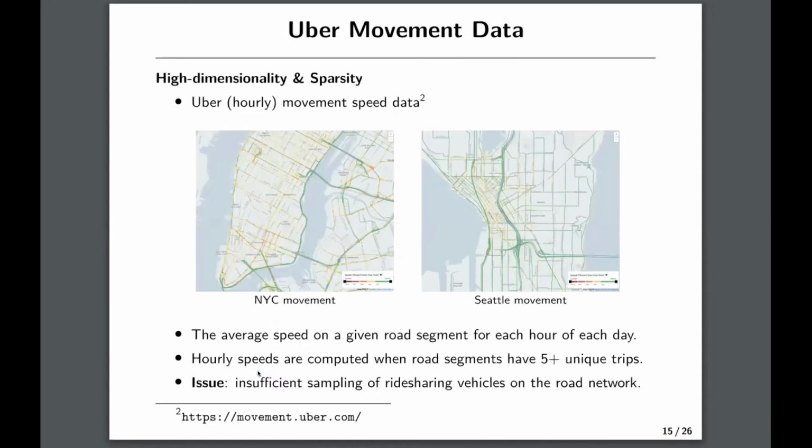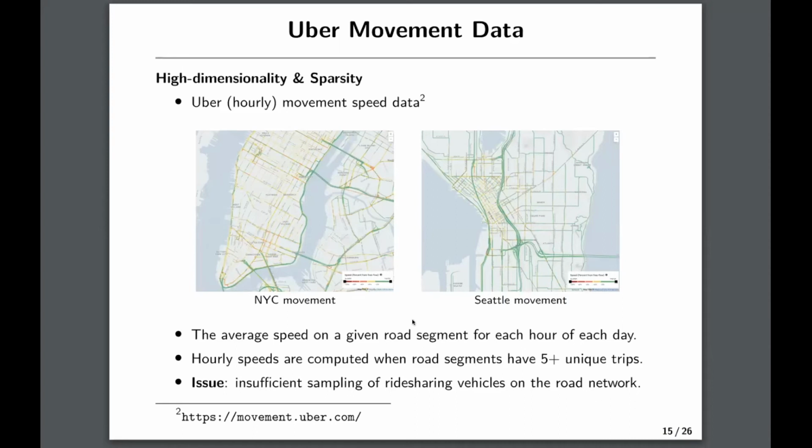In this research, we consider the Uber Movement speed dataset as our experiment data. This dataset is both high-dimensional and sparse. The Uber Movement speed dataset shows the average speed on a given route segment for each hour of each day. This is an example for New York City. We can see many route segments, and the heat map shows the average speed at each time step. And this is Seattle.